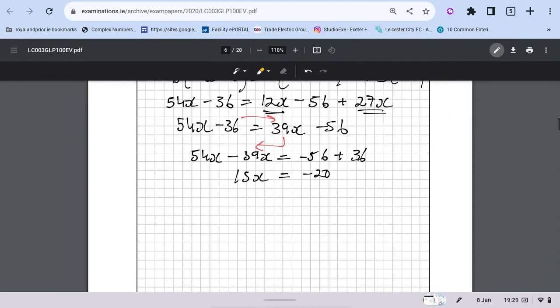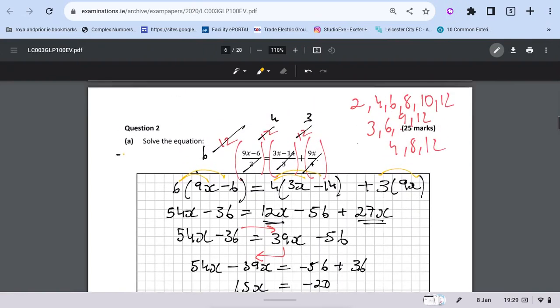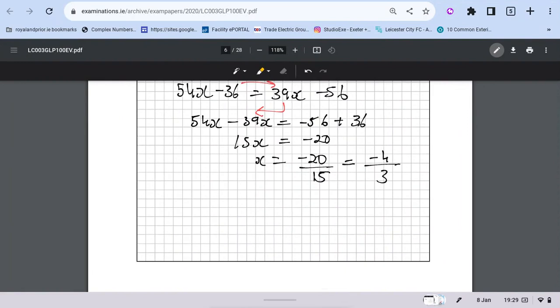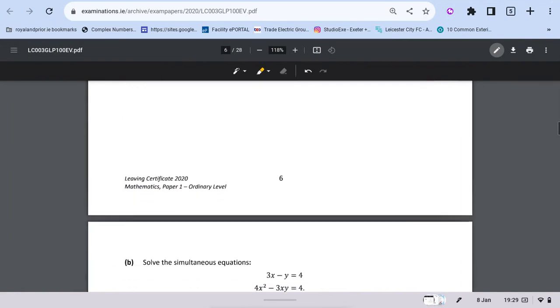So 15x equals minus 20. To work out x, divide by the number stuck onto the letter. And if you put that in your calculator there, it'll simplify it down to minus 4 over 3. 5 goes into each of them. If you did write minus 1.3, I would just press your SD button because the 3 is a recurring decimal. There'll be a wee dot above it.